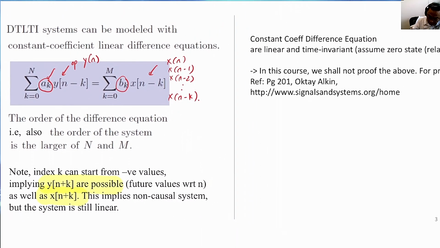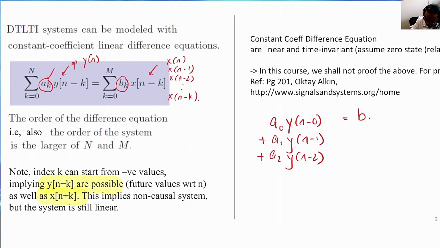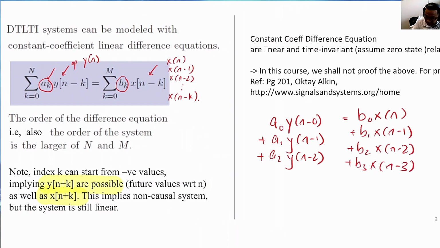Let us write this equation down: a0 y[n-0] plus a1 y[n-1] plus a2 y[n-2]. Let's just consider that we only have this N equals 2 problem, equals b0 x[n] plus b1 x[n-1] plus b2 x[n-2] plus b3 x[n-3], and we stop here for M. Now let's also assume that we are going to let a0 equal 1 first, and if a0 is not equal to 1, we divide the whole equation by a0.